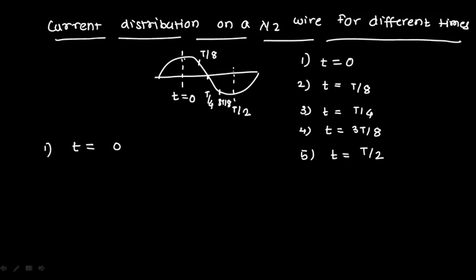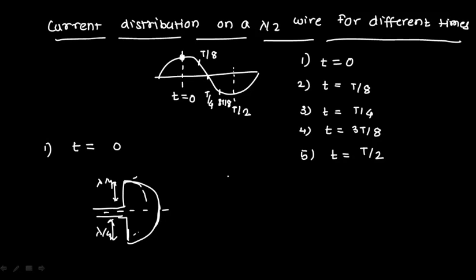At t equal to 0, the maximum current you are observing over here. So I can draw, my length is now constant, which is lambda by 2. So I can say this length is lambda by 4, and this length will be lambda by 4. My current distribution, if I'm taking it at this particular instant, will have this kind of shape. At t equal to 0, the maximum current will be radiated.